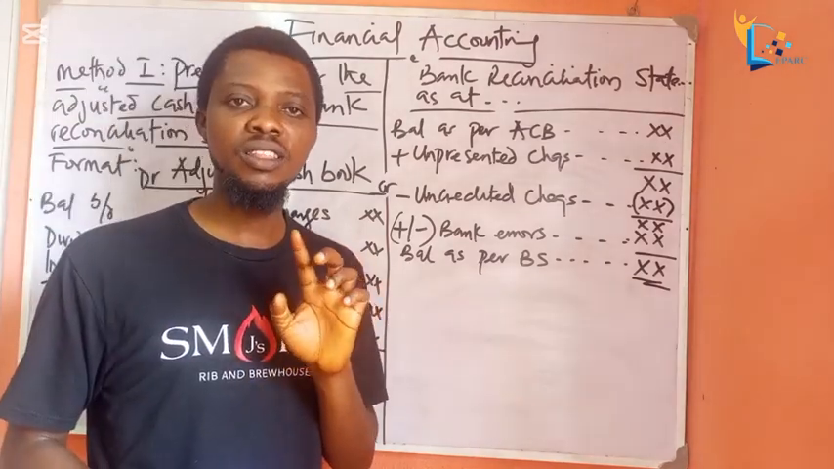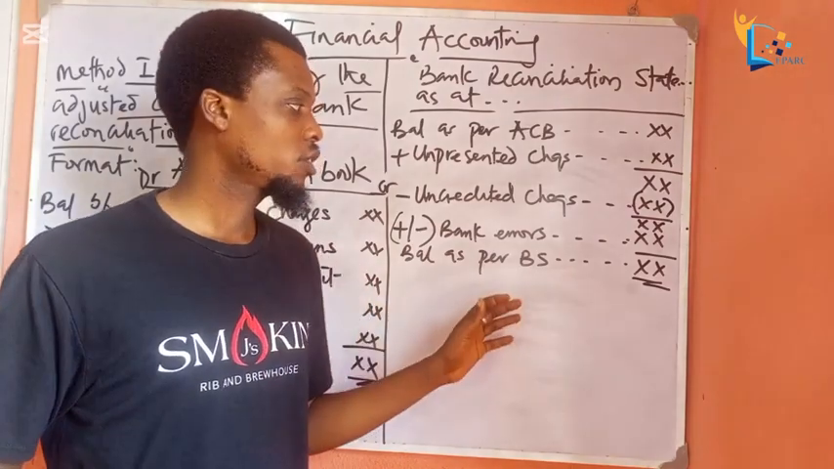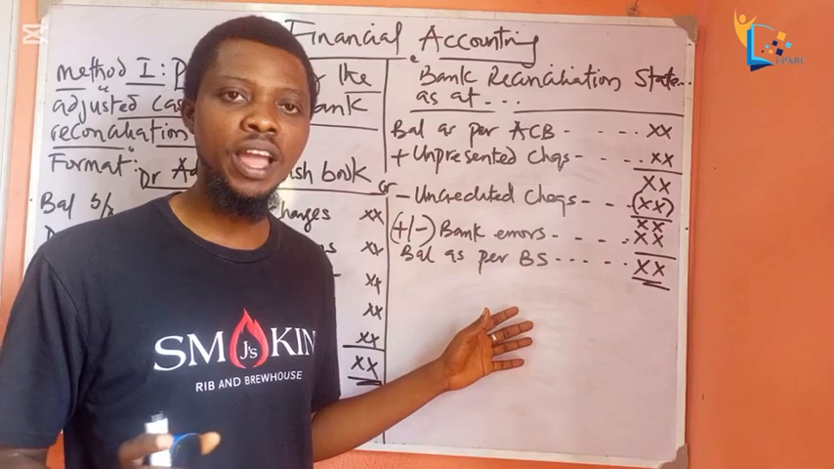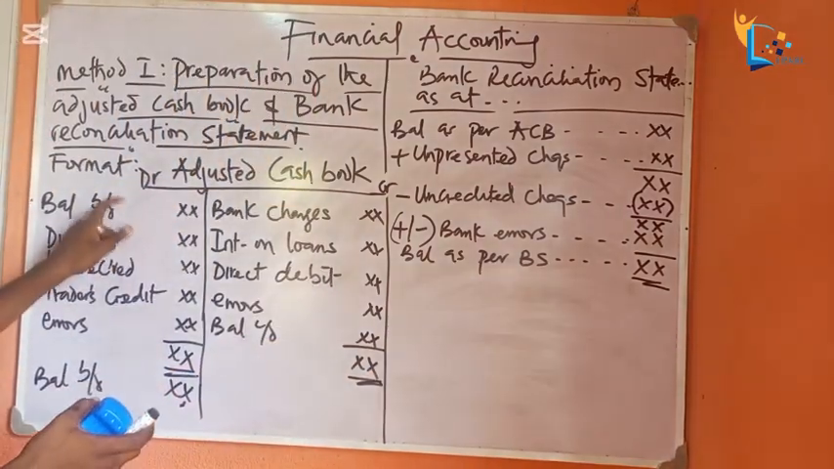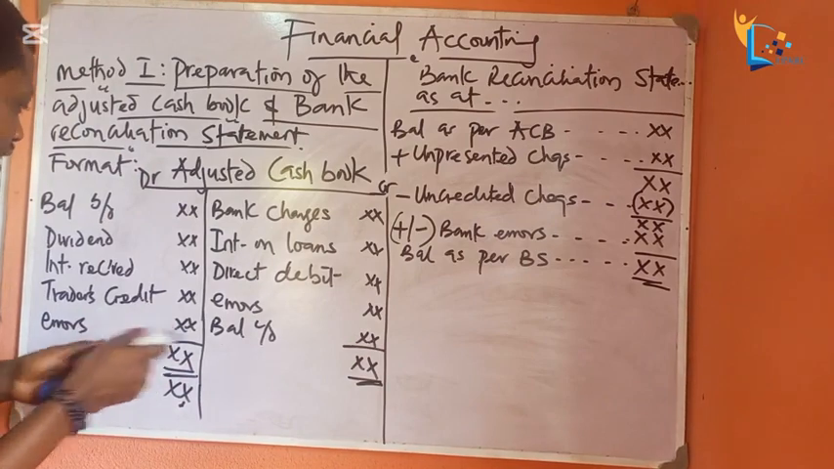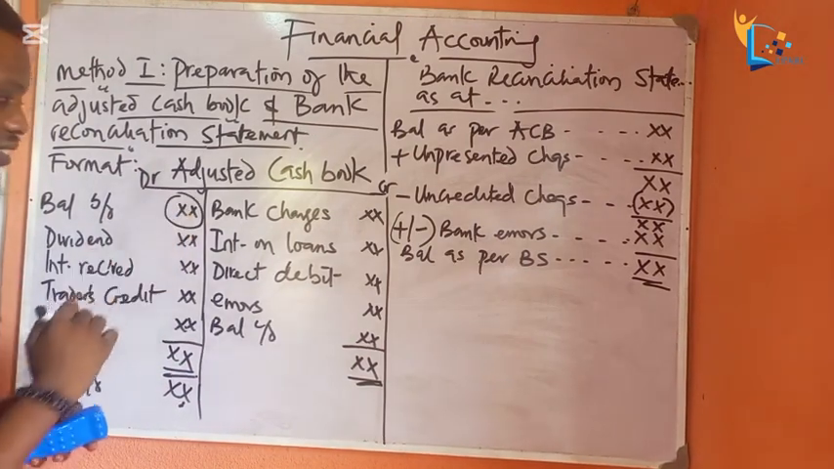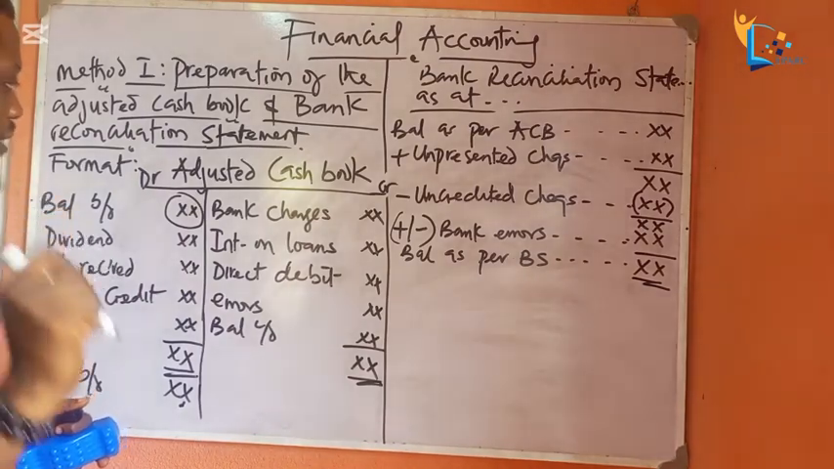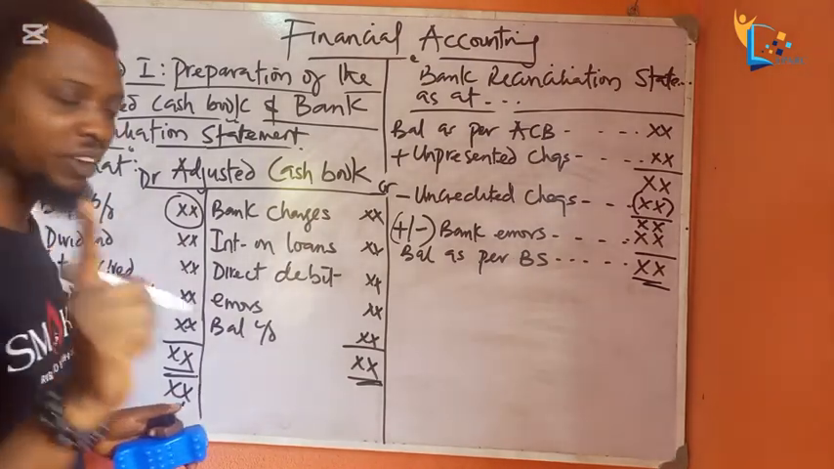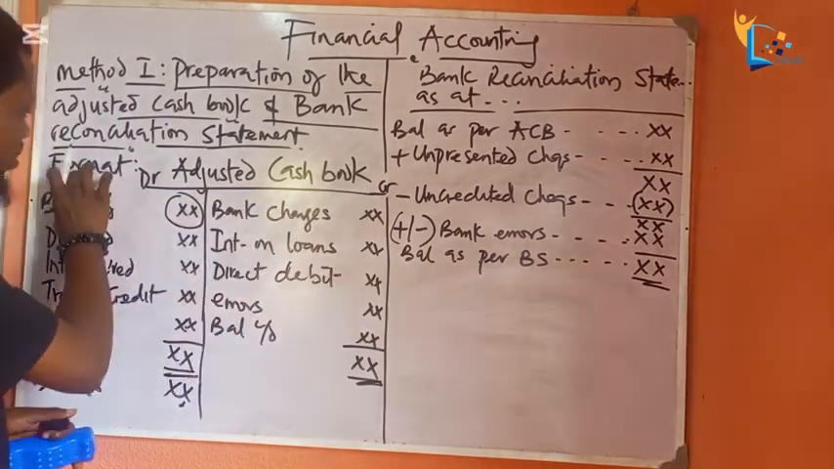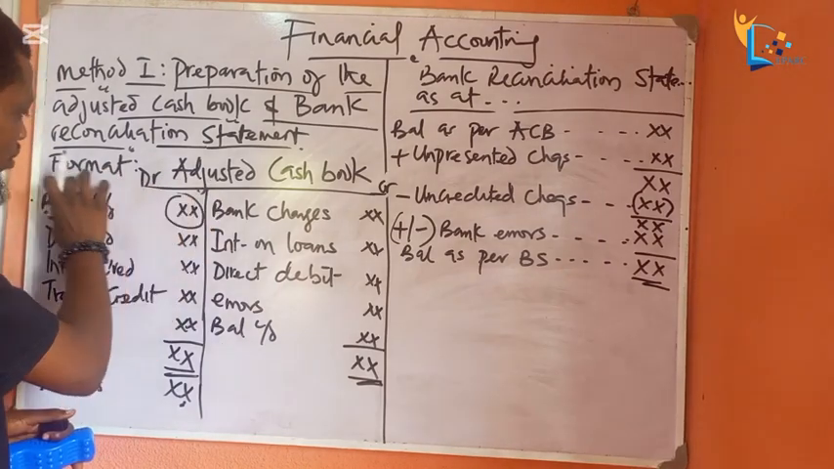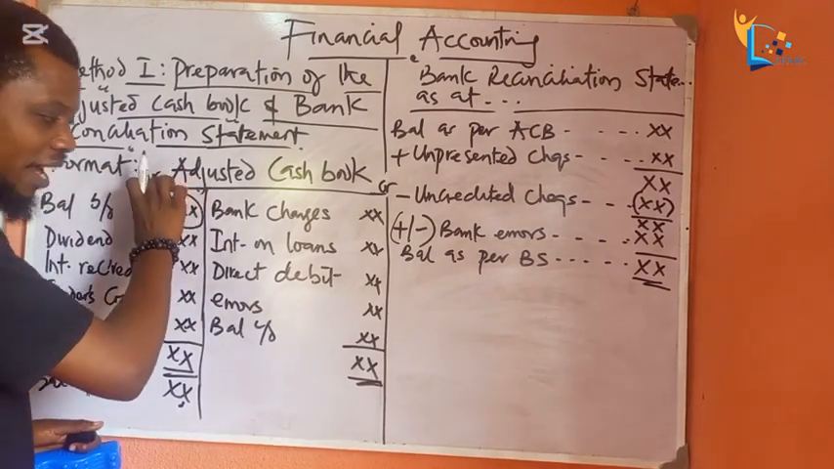The fourth thing I need you to note is this. You may have a case where the cash book balance is not given. This cash book balance is not given. So all you have to do when you start preparing your bank reconciliation statement, you will enter your entries. Leave this place blank. This first balance, you leave it blank.